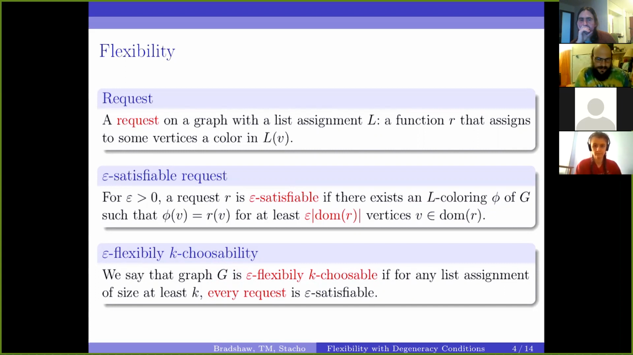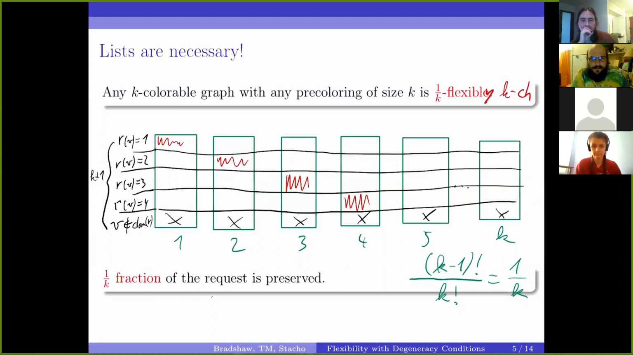So this is the main crucial definition. If you have any questions, feel free to interrupt me at any time. And if you don't have any questions, let me continue. So maybe you wondered why we are speaking about lists from the beginning and what happens for classical coloring.